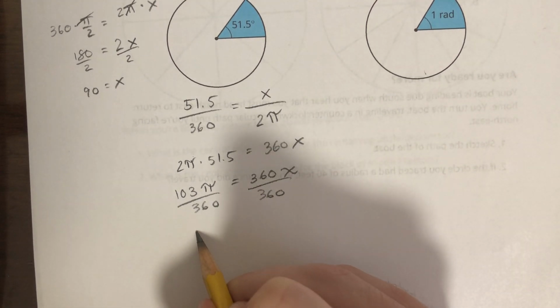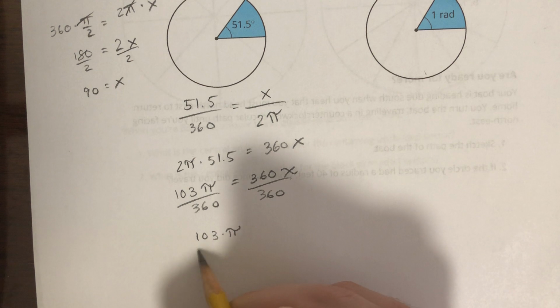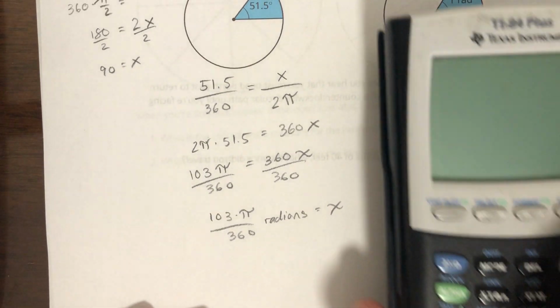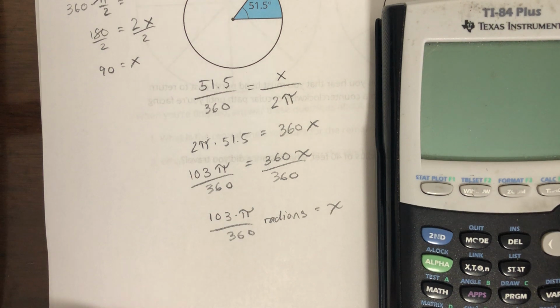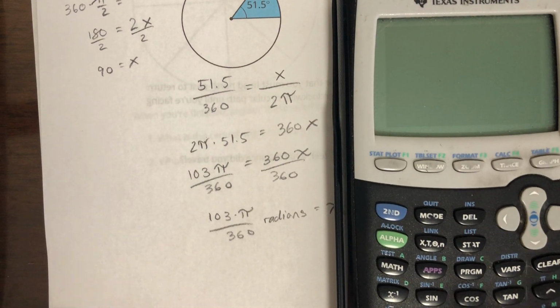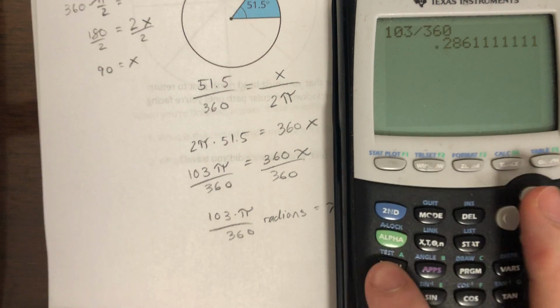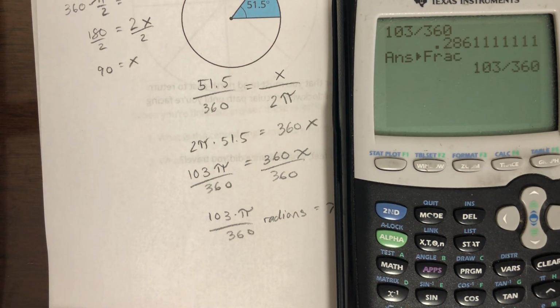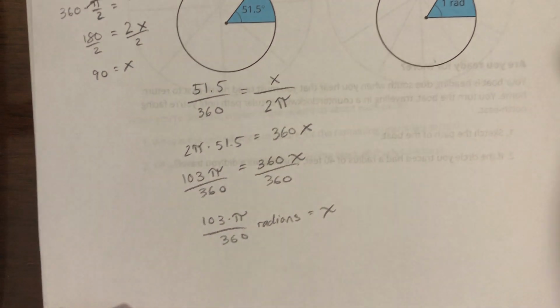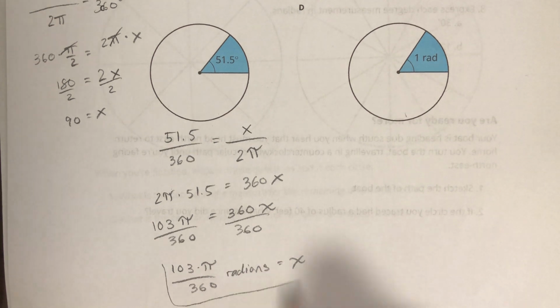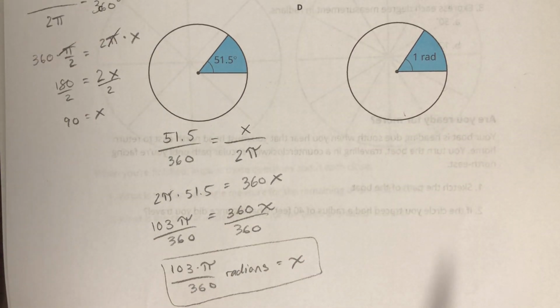It's not pretty. I'm pretty sure that's the most reduced a fraction can be, because 103 is not divisible by 3. But I can always check. To do that, I'm going to go 103 divided by 360. That doesn't look like a very promising decimal, but let's see what kind of fraction we get. All right, it doesn't convert at all. That's the most reduced it can be. So that would be the number of radians in 51.5 degrees. Those are a one-to-one correspondence.